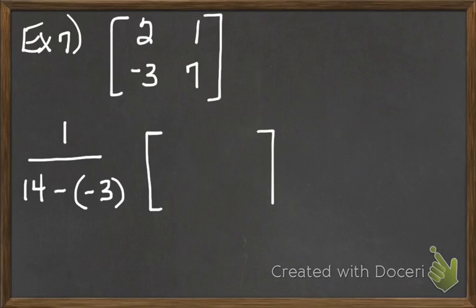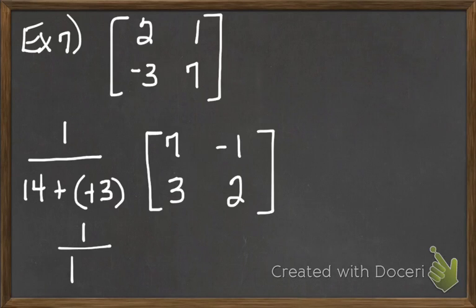And then you're going to switch the places of the 2 and the 7. So that means the 7 moves to the top left and the 2 moves to the bottom right. And then the 1 and the -3 don't move, but their signs will change. So the positive 1 turns into a -1, and the -3 turns into a positive 3. And then you're almost finished. All you have to do next is just simplify your scalar. So 14 minus -3 is really 14 plus 3. So your scalar comes out to be 1/17.